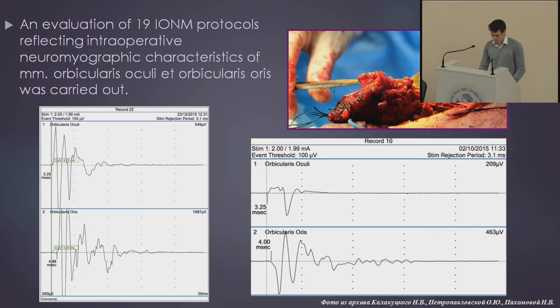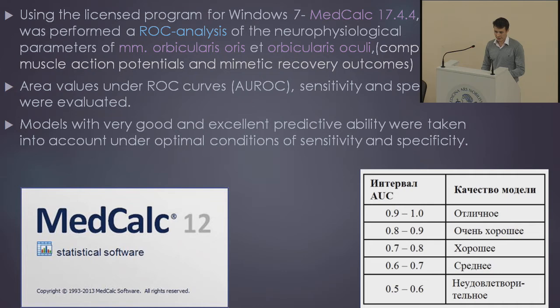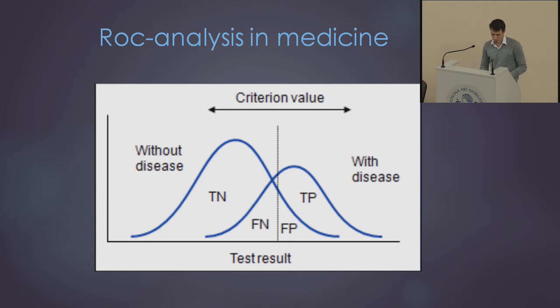The results. Also, there was a program called MedCalc that performed the ROC analysis of the neurophysiological parameters of the highlighted muscles. There were two parameters included in this program. The first one is compound muscle action potential, and the second one is mimetic recovery outcomes. A few words about ROC analysis in medicine.